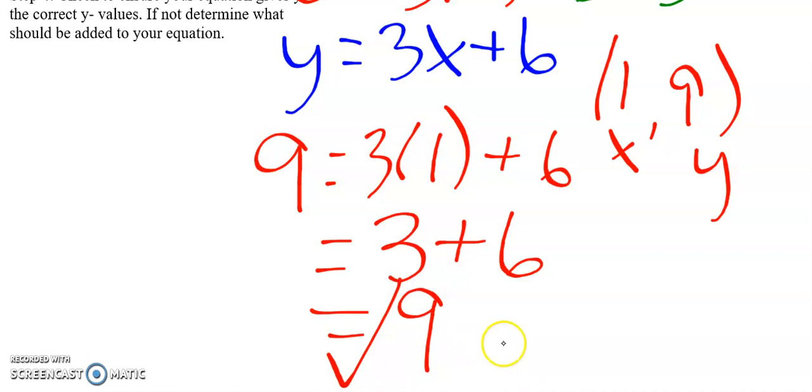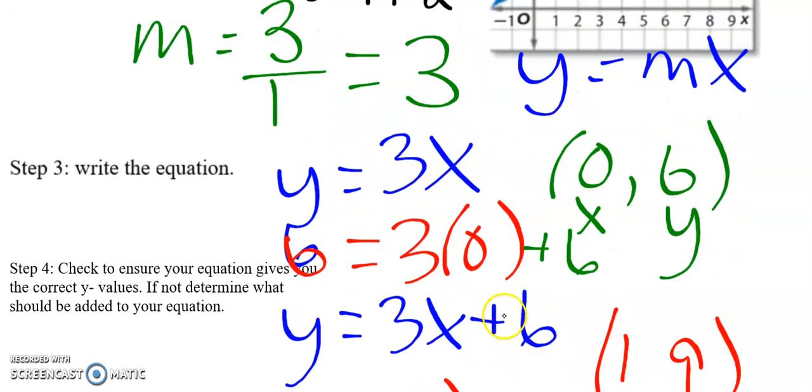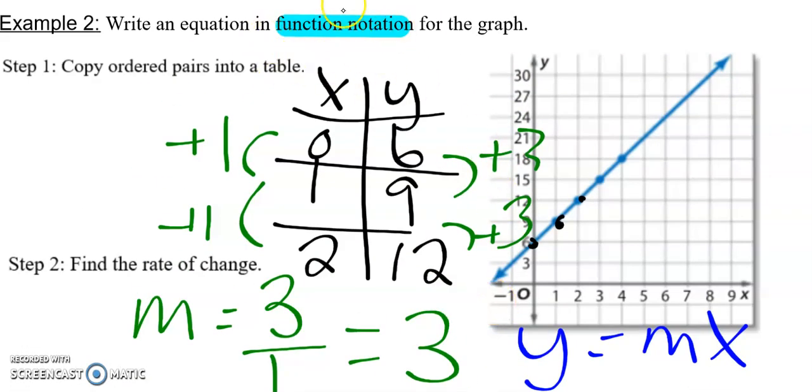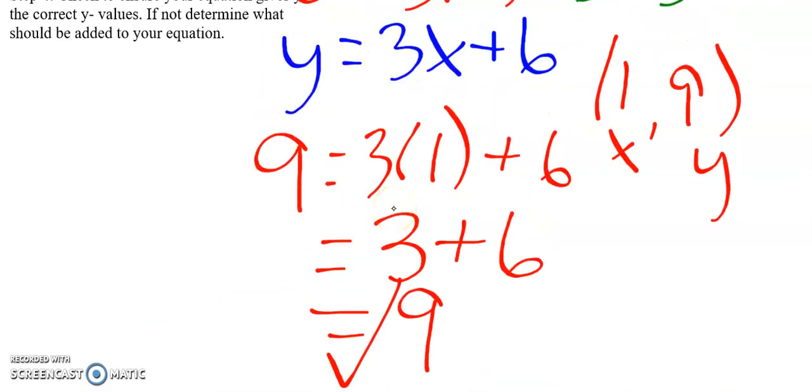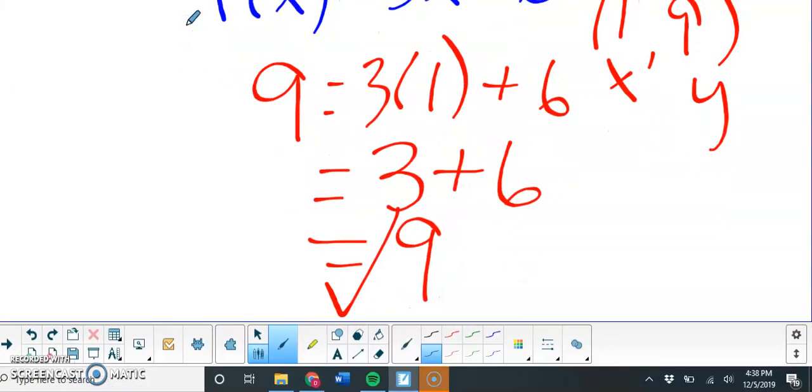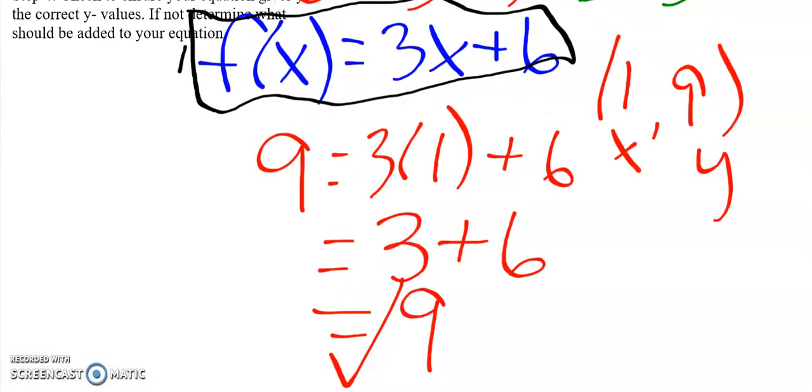Okay, let's pause for a moment. Let's go back to our instructions. What did we highlight? Function notation. Well, function notation means that I'm going to take that equation and replace y with f of x. So I'm going to go ahead and erase where it says y, and I'm going to replace that with f of x. Now we have function notation. Now we have our final answer. There's our final answer. So make sure you pause the video and get the example down.